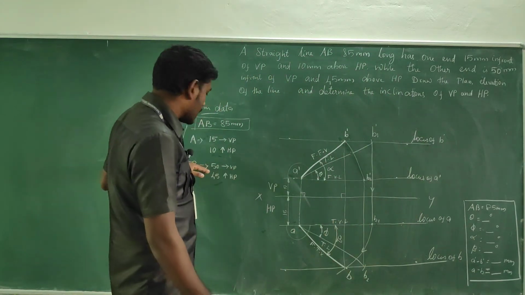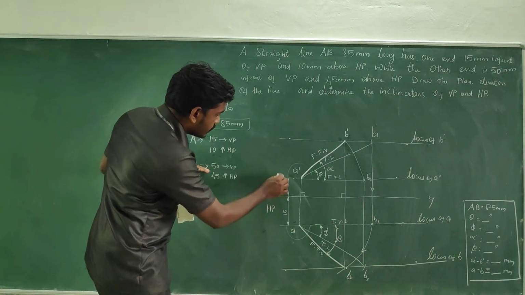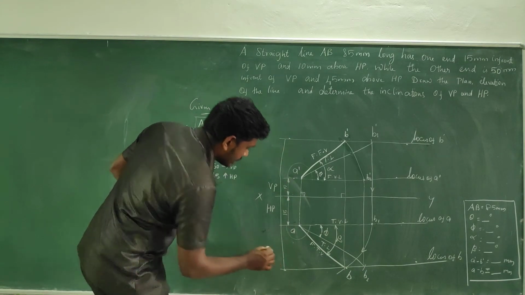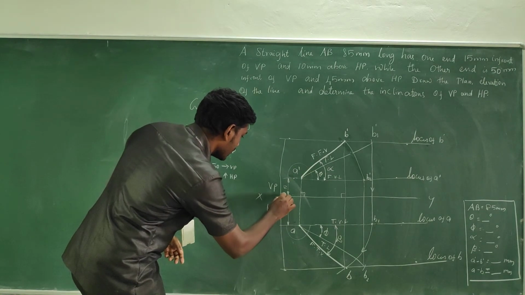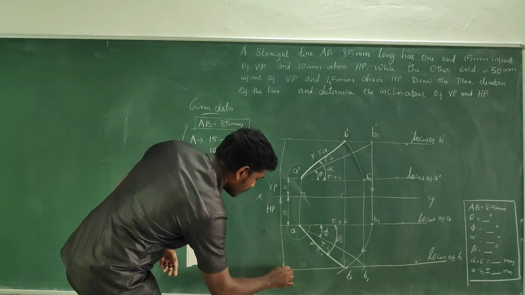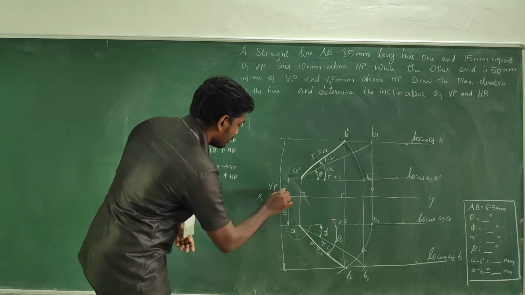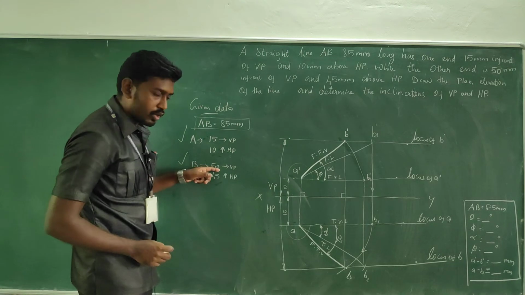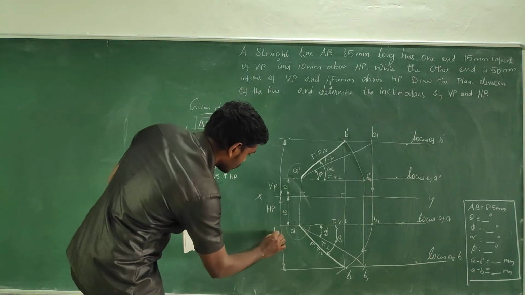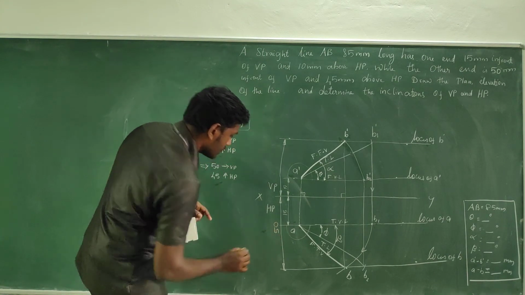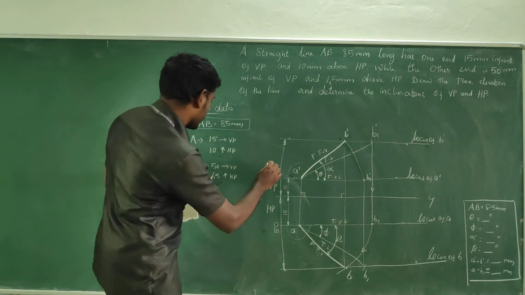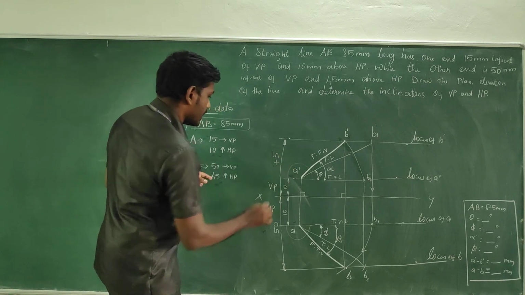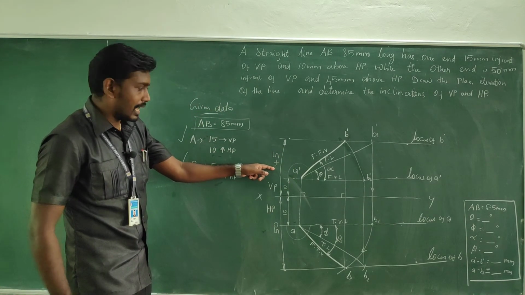What is next? About the B locus. For which take a line something like this. So from here to here we have a measurement, and from here to here we have a measurement. So in front of VP 50 mm, so capture 50 above the line like this, and 45 mm, right. So like this you have to capture it above the line, right.